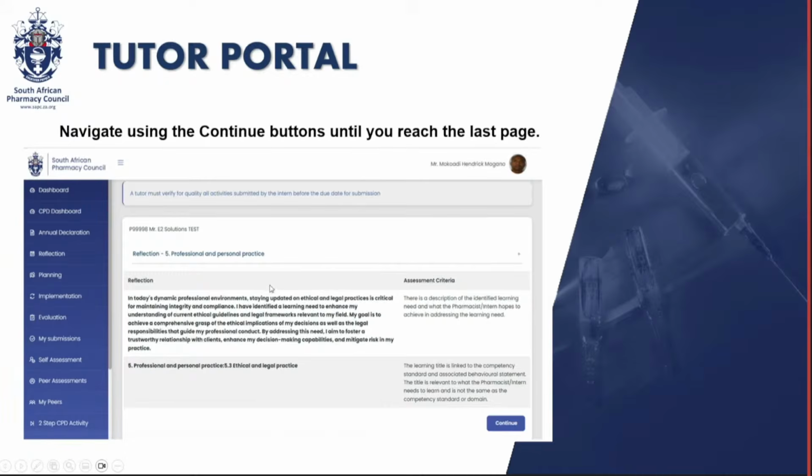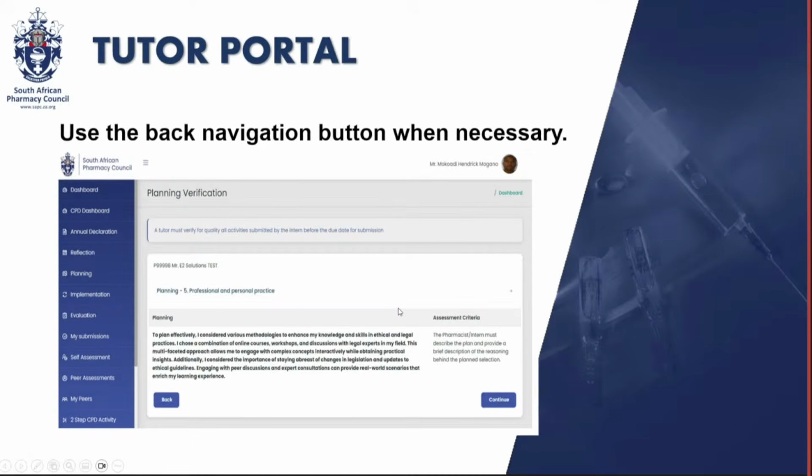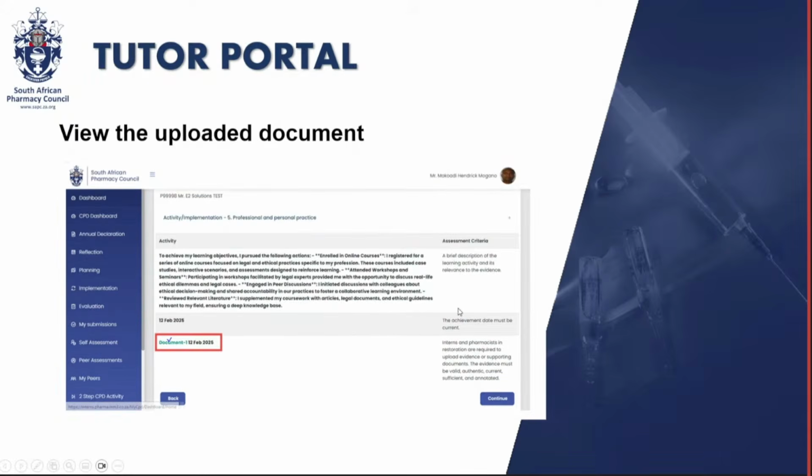So we will be following the same process for all the 4 steps. This is planning. The assessment criteria is also there. So that is what will guide you when you look at what the intern has submitted. And then when we go to the 3rd step, that is the implementation, the intern will provide their description there. And it is on this step again where interns are expected to upload their evidence.